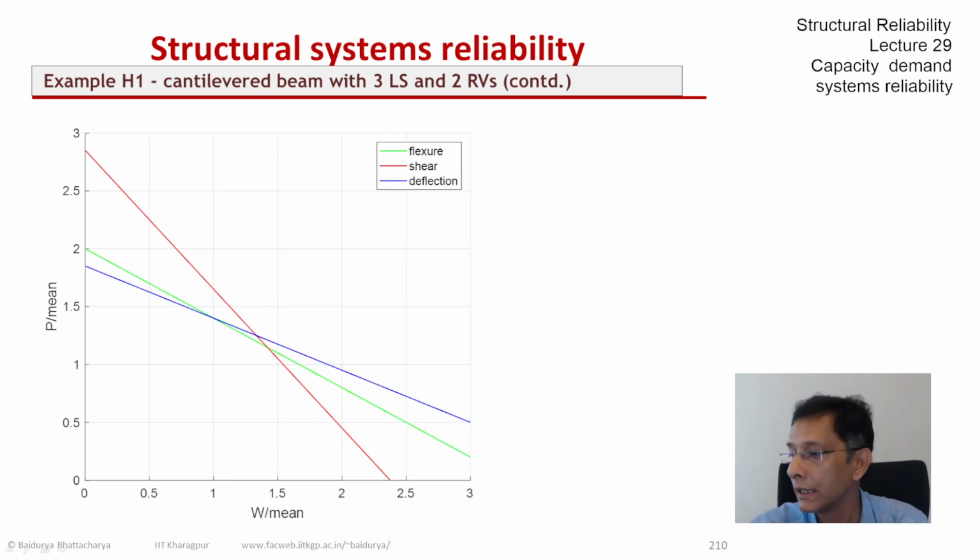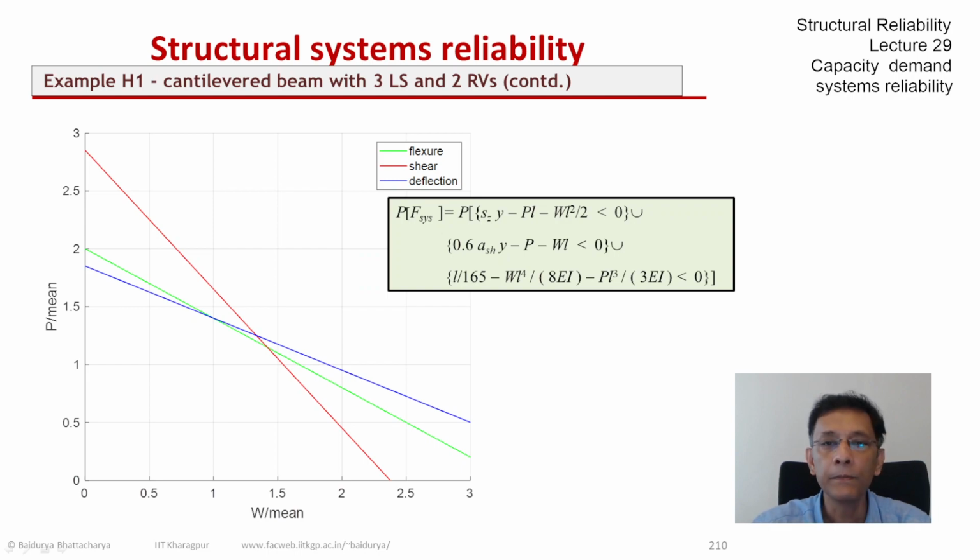Now, because this is a series system, that is how we have defined failure. A failure of the system is failure in any of these 3 modes. So we have the union of these 3 limit states, and the failure region, if we were to identify it on this PW space, it's going to look like this.